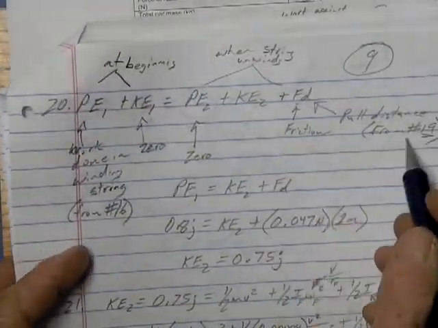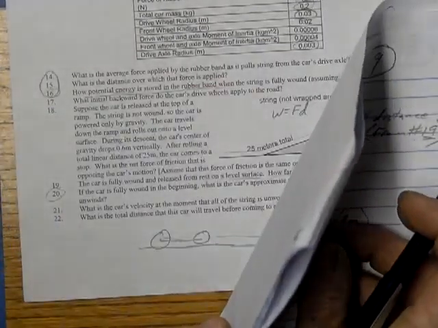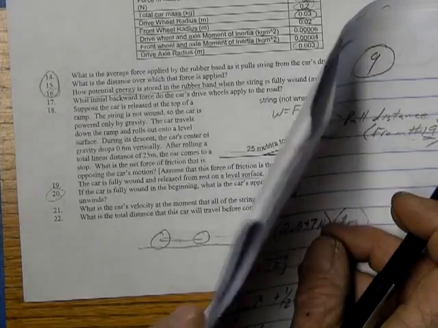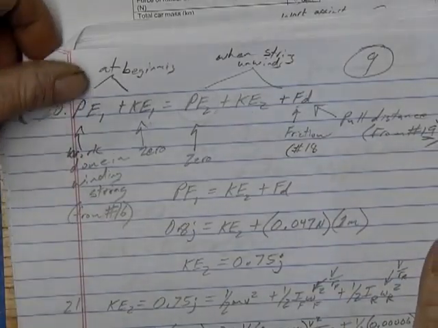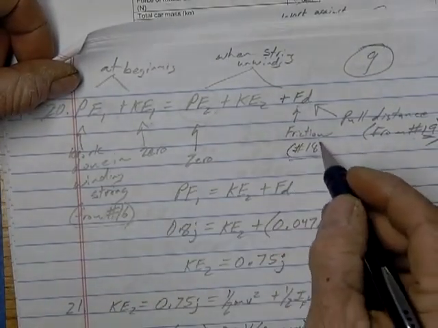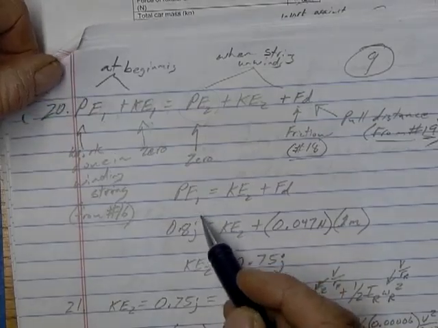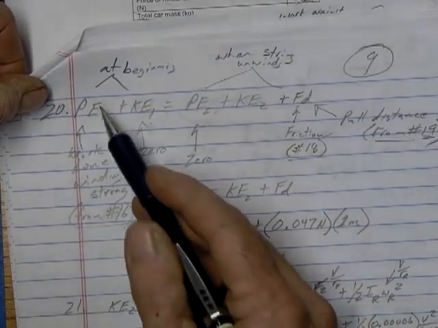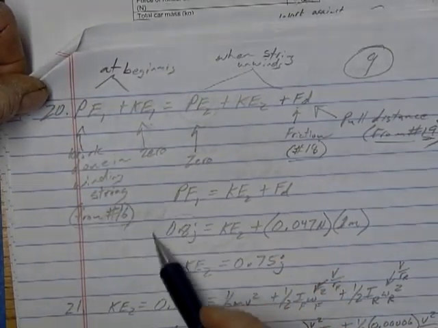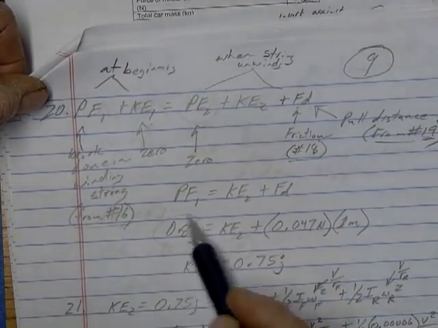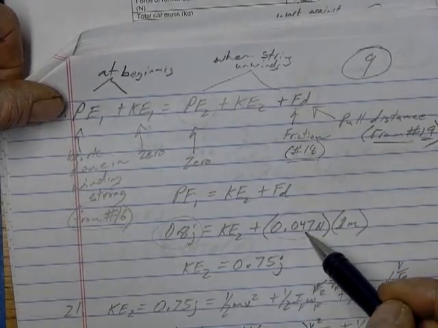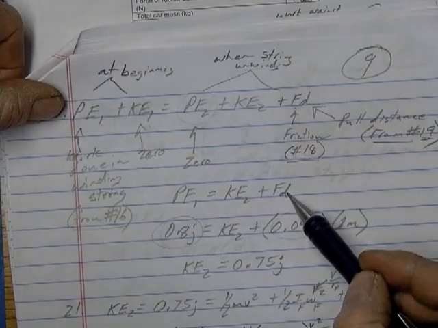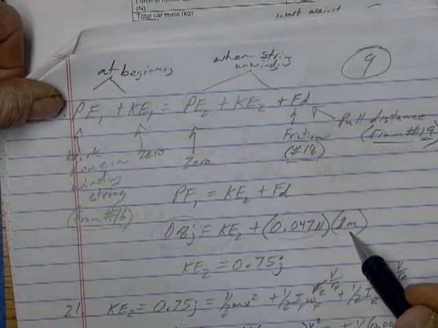This force of friction, I put a little note here and a little note here. I might as well have one about that too. From number 18. So all of these values come from previous questions. So what we're left with here is potential energy, which from number 16 is 0.8 joules, equals the kinetic energy at the end, plus the force of friction from number 18, 0.047 newtons, times the distance it travels while the string unwinds, which is 1 meter.